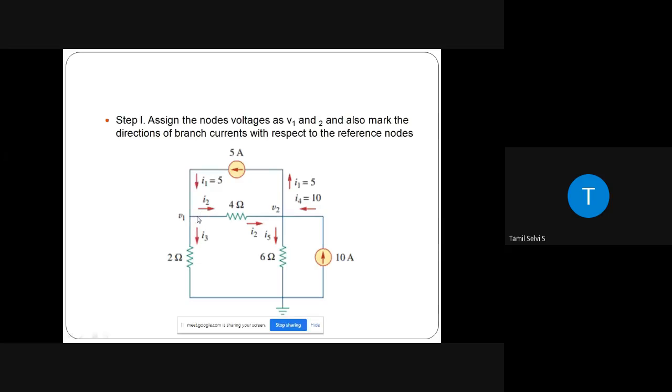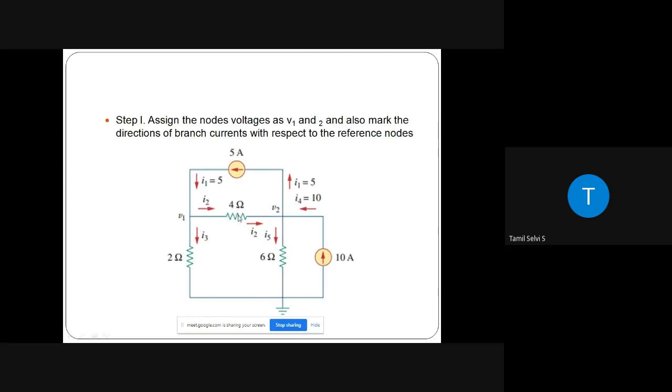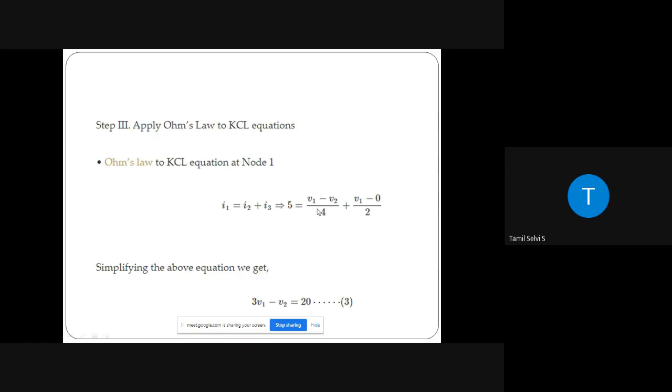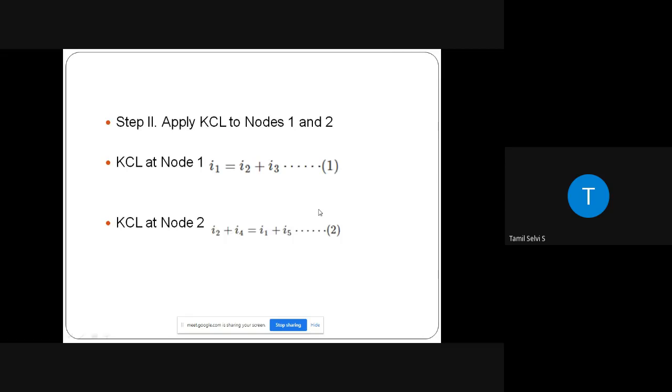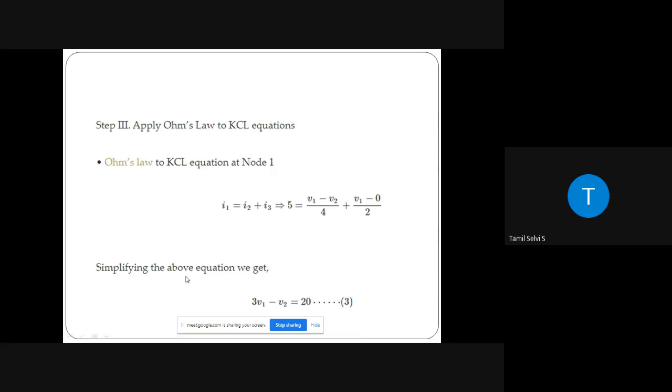I2 is a current which is flowing between the nodes V1 and V2. So it is V1 minus V2 over the 4 ohm resistance, right? This is a 4 ohm resistance. That is V1 minus V2 divided by 4. Same for I3. I3 is a current which is flowing between V1 and the reference node. Only the I3 current is flowing between them. So this will be written as V1 minus 0 volt divided by the R value, which is 2. Simplifying the above equation, you can get 3V1 minus V2 equal to 20.